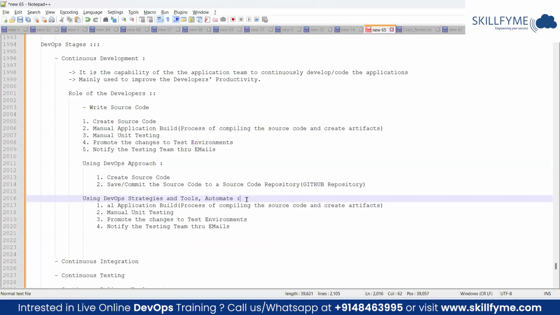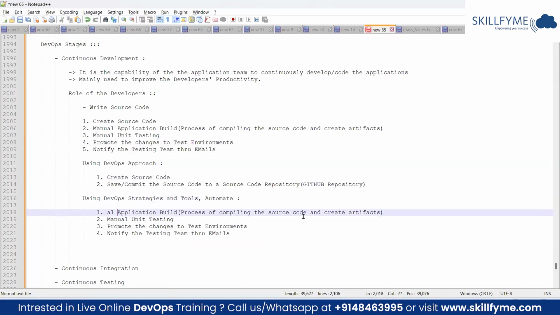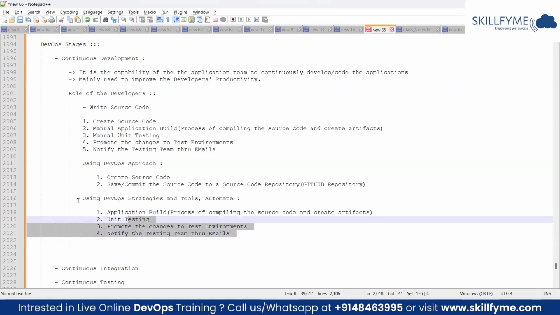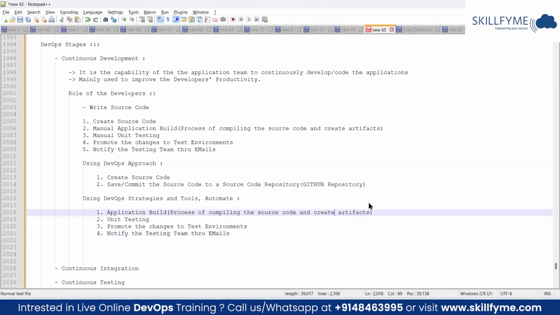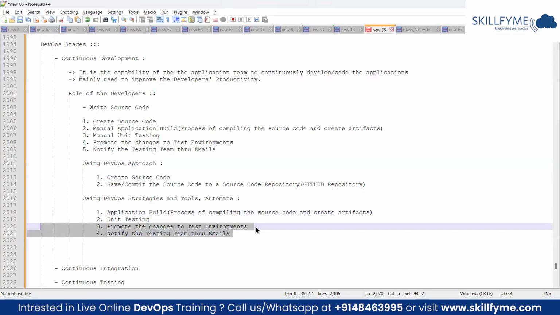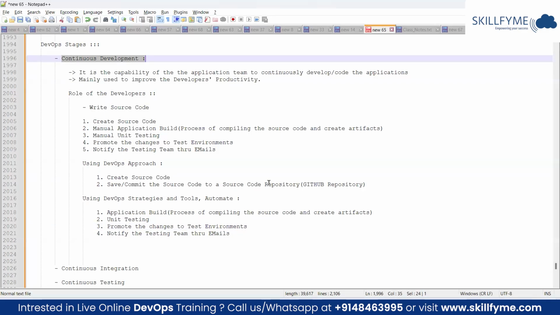So using this DevOps policies and tools, we can able to automate the application build, unit testing, and then we can able to automate the code promotion and also automate the notification to testing team through emails. So all these things can be done or taken care by DevOps team going forward. That is how we can able to save a considerable amount of time and developers can be effectively engaged in their core business logic development. They no need to spend their effort on all these activities. So this is what continuous development means. It is not just about making the developers to continuously code. It is just how we are going to engage in developers and improving the productivity.